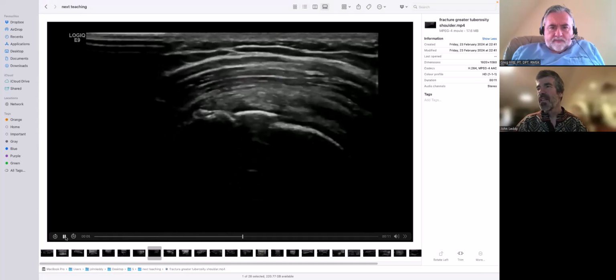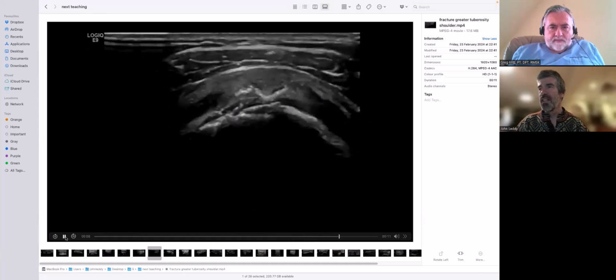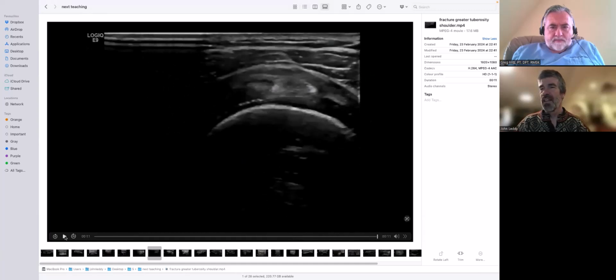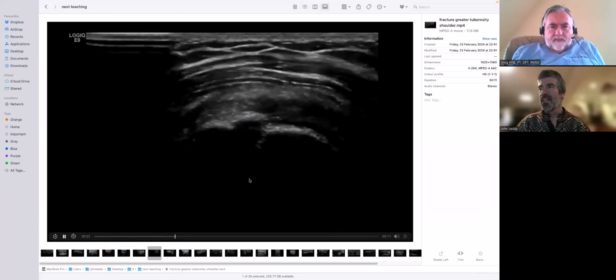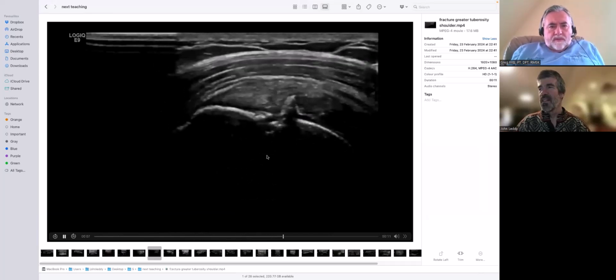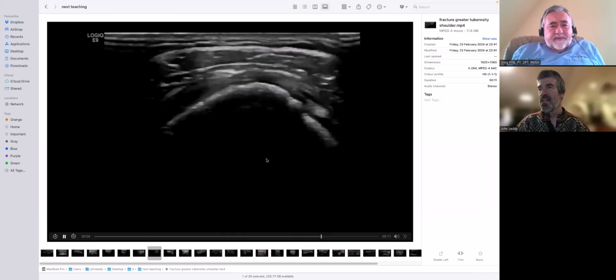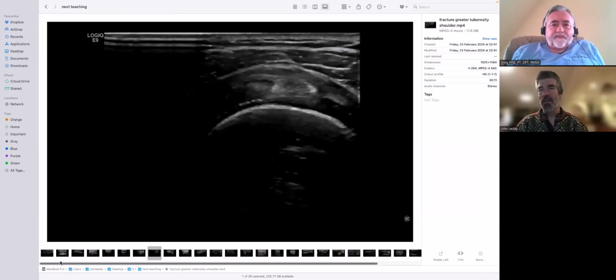So this is an occult fracture of the greater tuberosity. Do you know the mechanism of that? Was there a lot of compression involved, or direct trauma? I think it was a hand catching themselves as they go up.